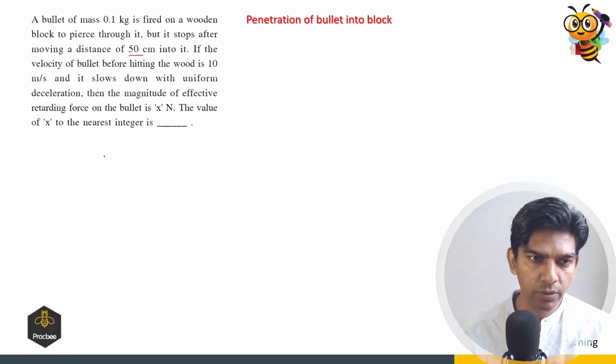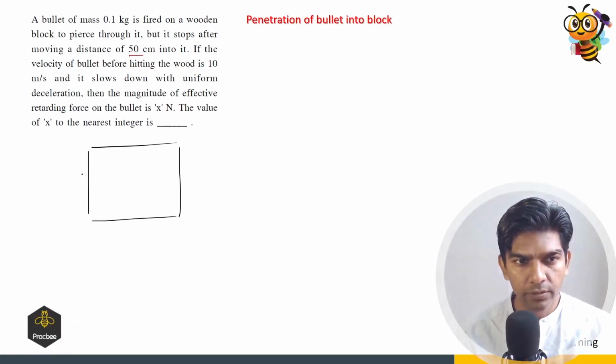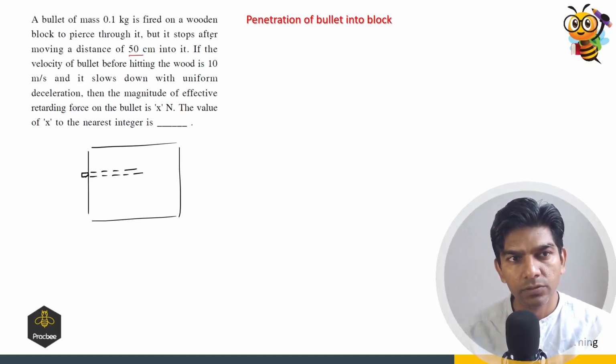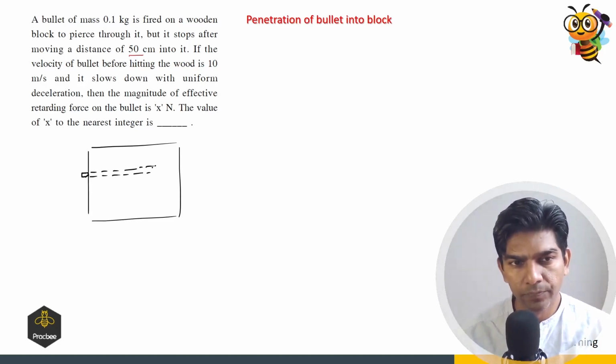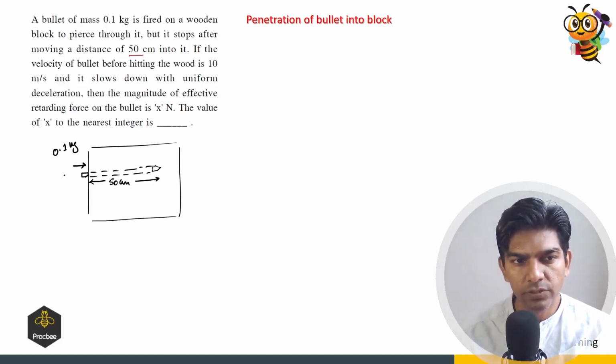So we have a wooden block and we have fired a bullet, and this bullet stops after having a displacement of 50 centimeter inside the block. So this displacement is 50 centimeter. Mass of the bullet is given as 0.1 kilograms. If the velocity of the bullet before hitting the wood is 10 meters per second, so this velocity is given as 10 meters per second.